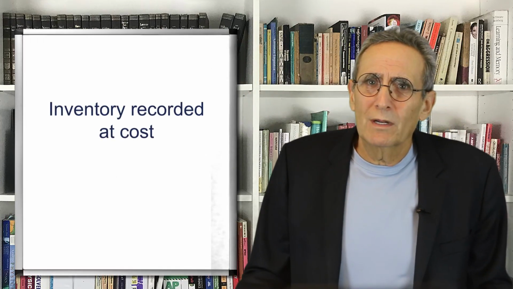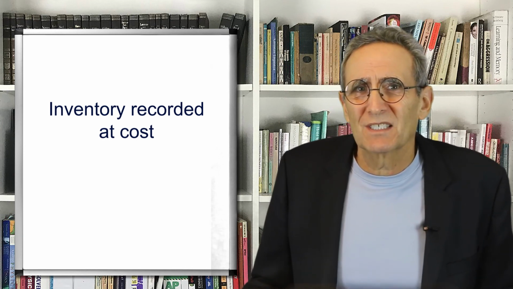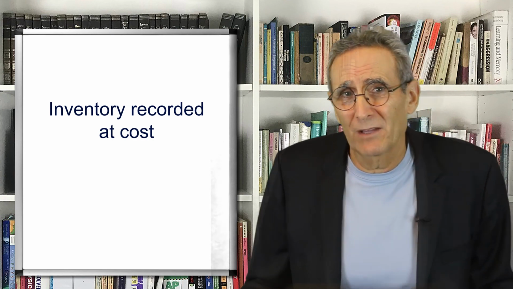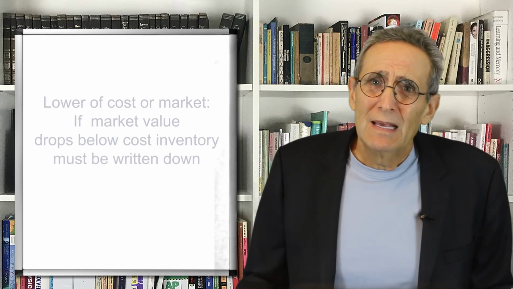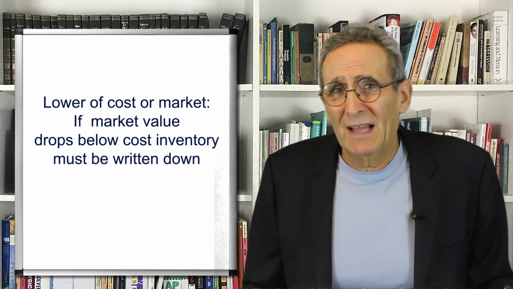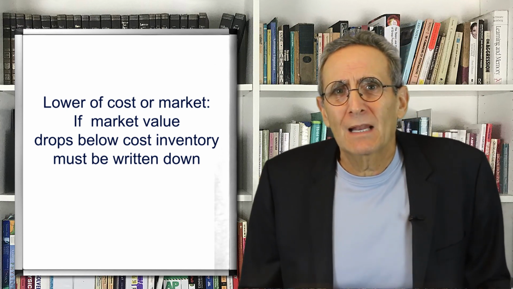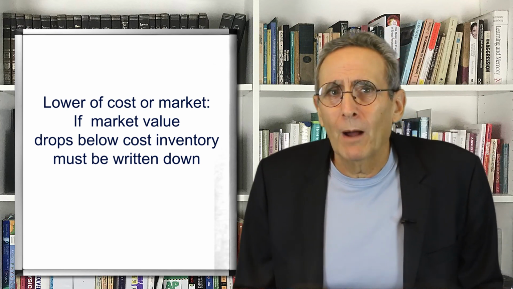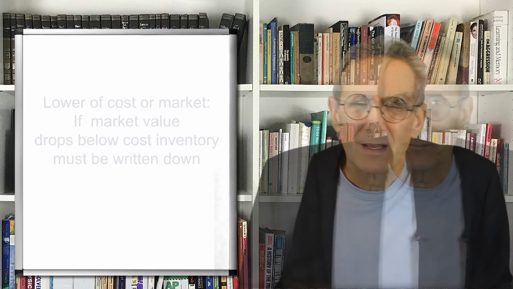Now, ending inventory is recorded and reported at its cost. This means that inventory reported on a balance sheet does not reflect its retail value. Now, there is one circumstance in which GAAP requires a firm to adjust its inventory to its fair market value. GAAP requires that inventory must be carried on the books and reflected on the balance sheet at the lower of cost or market value. This means that inventory cannot be adjusted up to fair market value, but must be adjusted down when its fair market value declines below its cost.